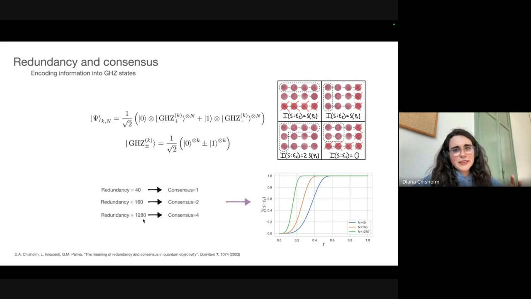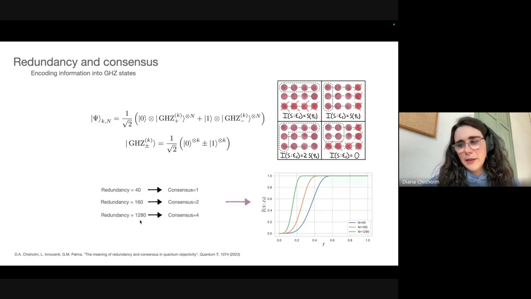So obviously this is a very strong example, in the sense that here you have information that is encoded in an extremely fragile way, and therefore it's extremely difficult to extract it. But as you can see, this basically shows you that there's a very, very large difference between consensus and redundancy.